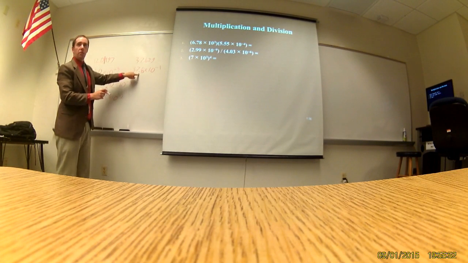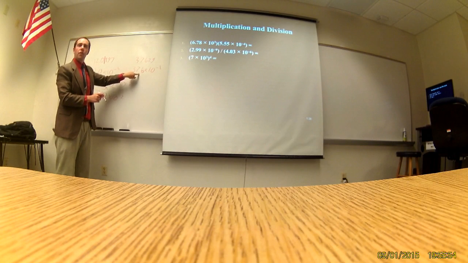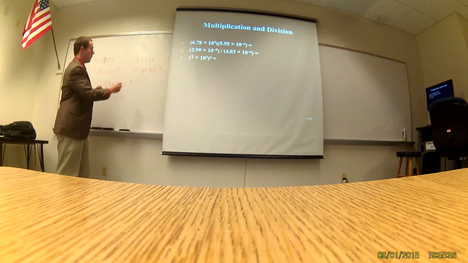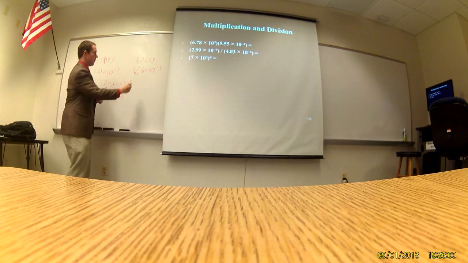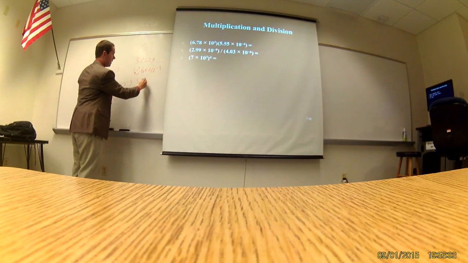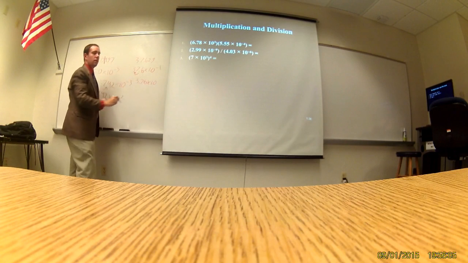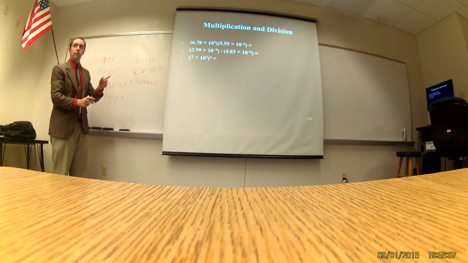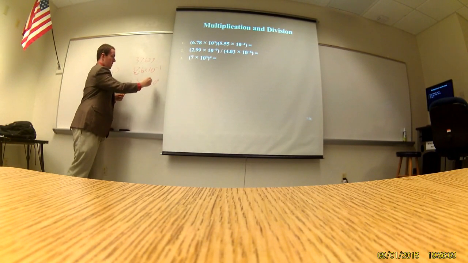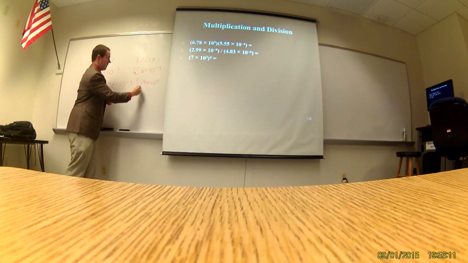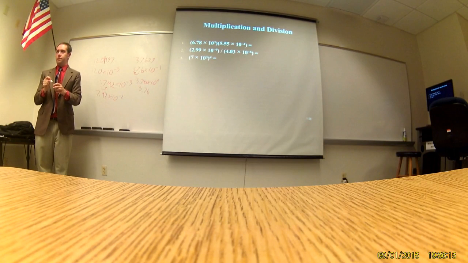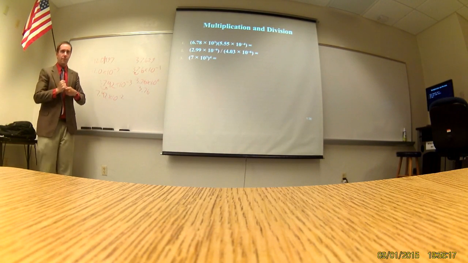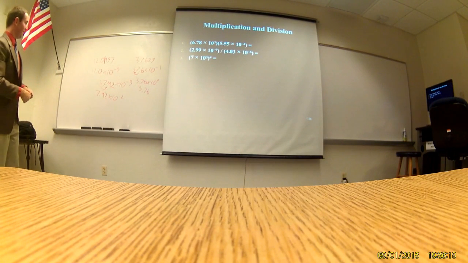So let's go back to this one. What do we have to do with this one? We have to move it to the left 1. So now we have 3.76 times 10 to the what? 0. So it's just 3.76. The other one would be 10 to the -4. You move it to the right.